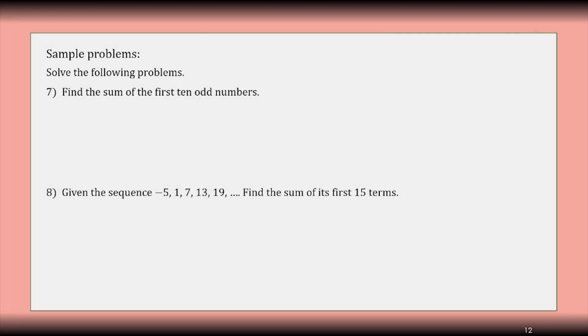So, now let's proceed to the example number 7, example number 8. So, in example number 7, find the sum of the first 10 odd numbers. And remember, odd numbers has a common difference of 2. So, it means it is an example of arithmetic sequence. Now, let us identify the first 10 odd numbers.